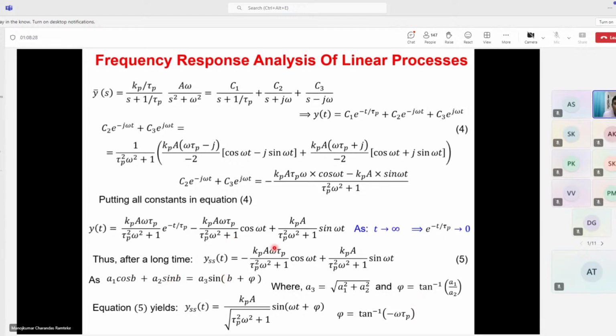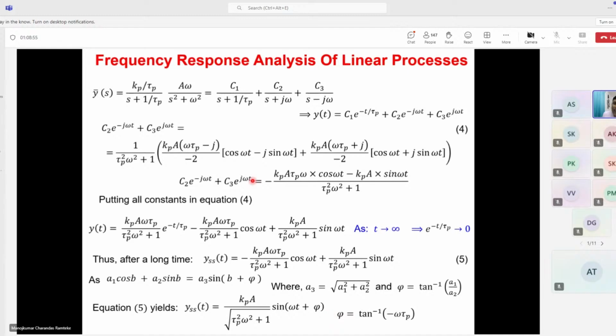So with that, the steady state value of this y(t) is given as Kp A divided by under root tau p square omega square plus 1, sine of omega t plus phi, where phi is given as tan inverse of minus omega tau p. So this entire derivation we have done from scratch. Remember when we started initially, I gave this last term directly. I had not derived it at that time, one by one.